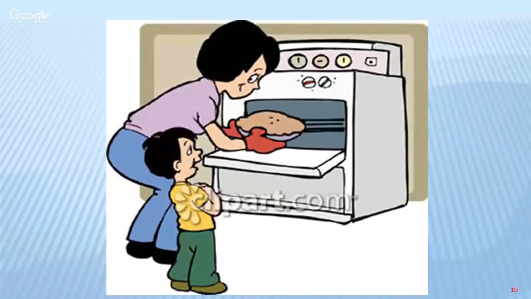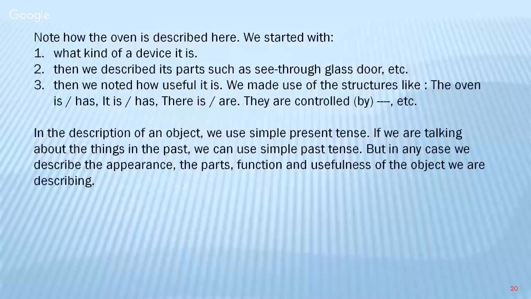You see the oven with a drop-down front door. Note how the oven is described here. We started with what kind of device it is, that is, what kind of device or object it is. Then we described its parts such as the see-through glass door, etc. So we told the parts, that is, we gave the physical description. Then we noted how useful it is. Then we said how useful it is.